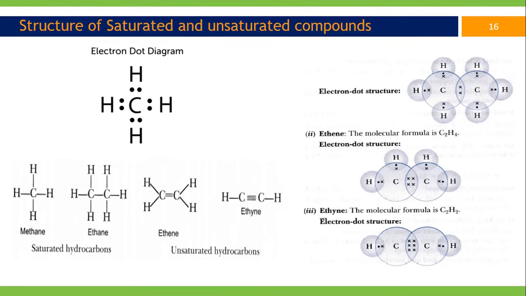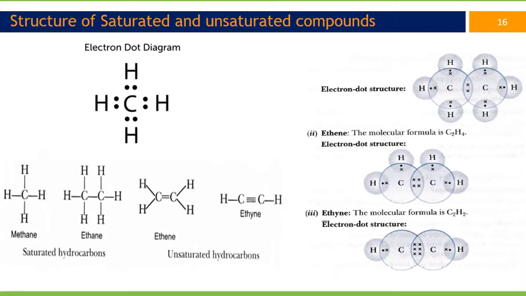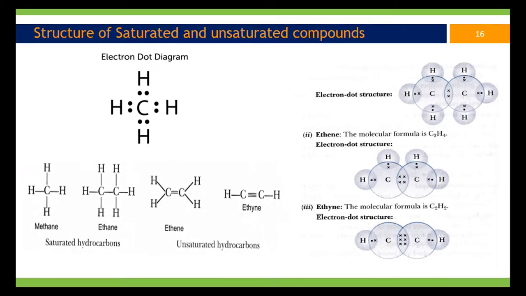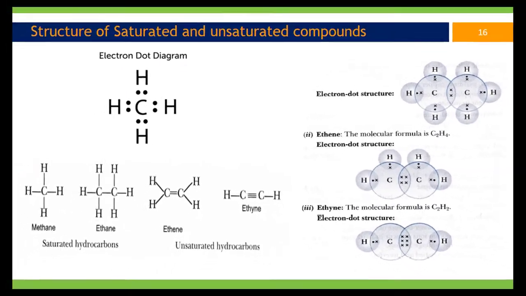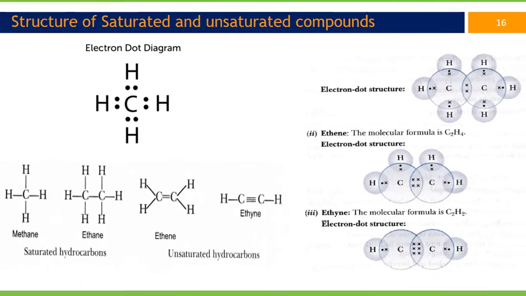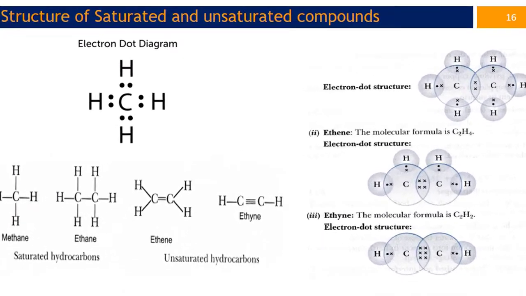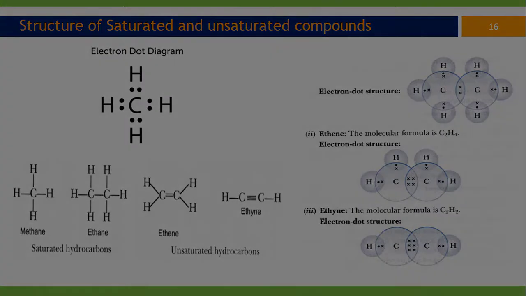Structure of saturated and unsaturated compounds. Look at the electron dot structure of methane, which is a saturated compound with carbon-hydrogen single bonds. Next, the electron dot structure of ethane, with a carbon-carbon single bond, and the structure of ethene, whose molecular formula is C2H4. It has a C=C double bond and C-H bonds. Next, ethyne, whose molecular formula is C2H2, which has a C≡C triple bond and C-H bonds.